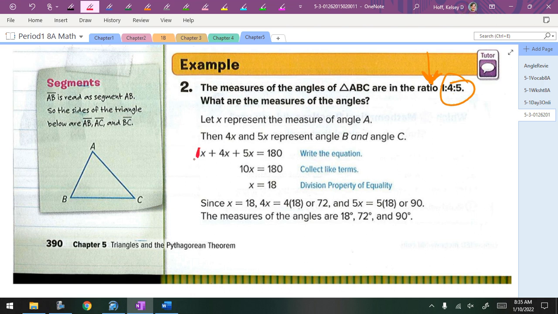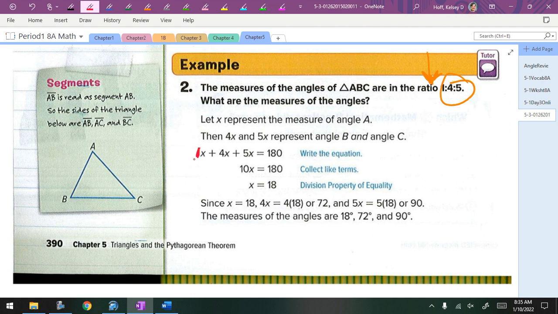How could I ever check that these three are correct in my answers? I don't necessarily want to do it again. Courtney? What would be an easy way to double check that these are the angles to my triangle? Add them together, and what should they equal? 180, because they're a triangle, right? So an easy way when you're done is to double check, is to add those back up, and they should equal 180.